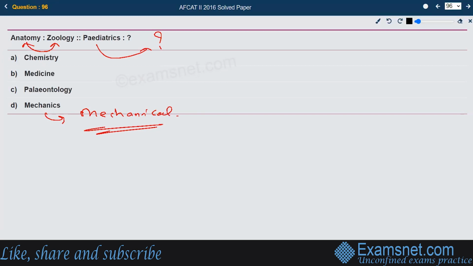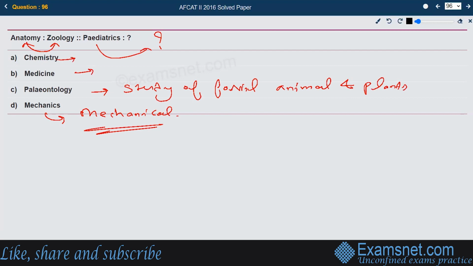And paleontology, if you talk about paleontology, this is the study of fossil animals and plants. Okay, look at the B option, that is medicine. This is very well known. Chemistry, it is a branch of science, we very well know it.